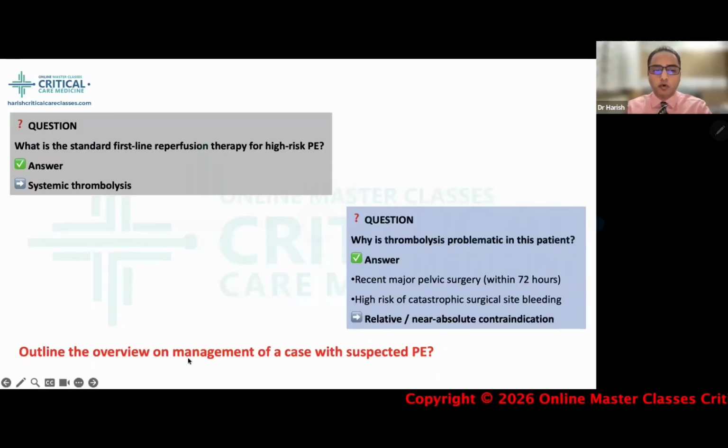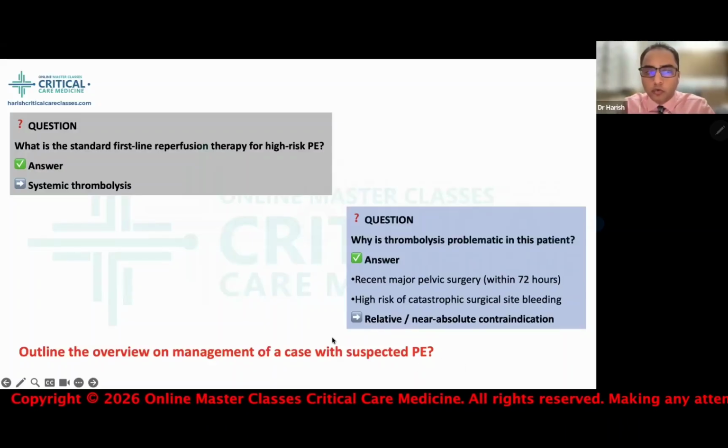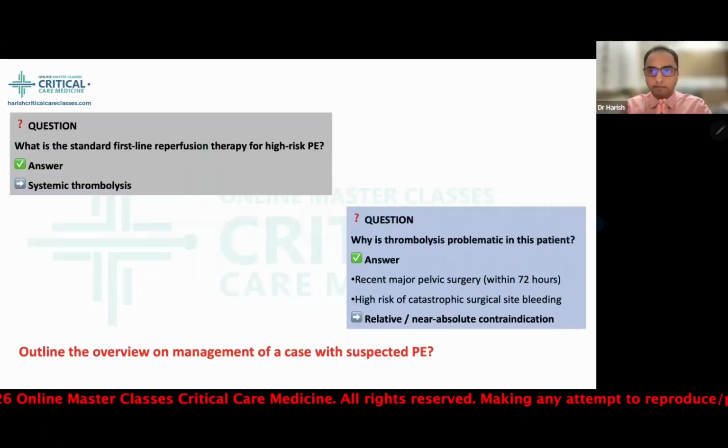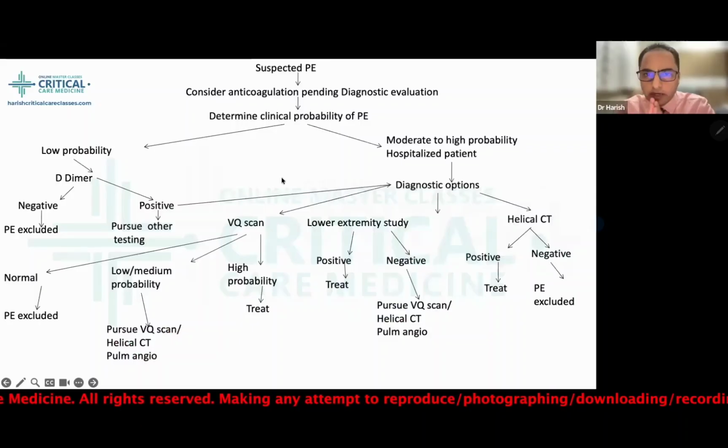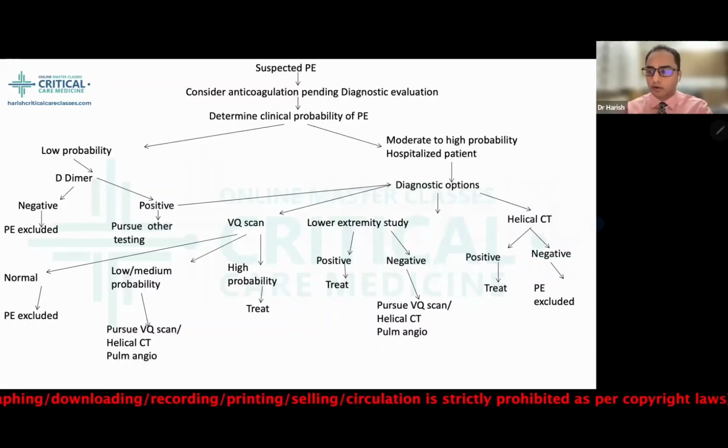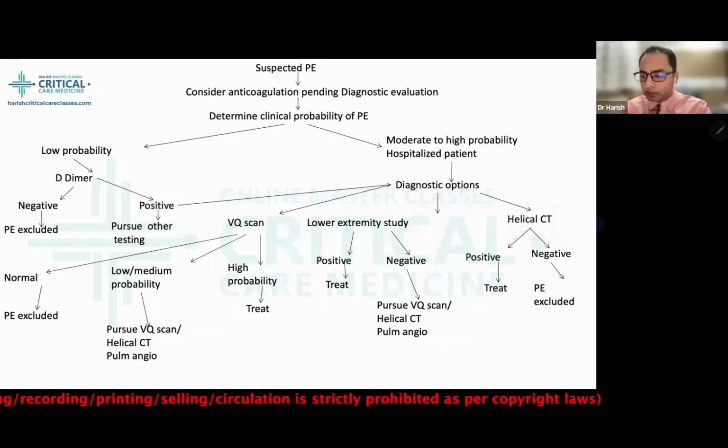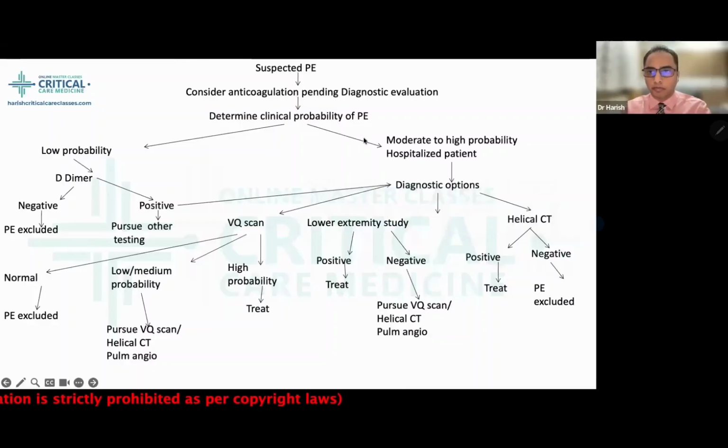So outline an overview on the management of a case with a suspected PE. Suppose you have a patient whom we are suspecting of pulmonary embolism. What is your approach? That is the examiner's next question. This is one of the fantastic flow charts. If you suspect a PE, consider anticoagulation pending diagnostic evaluation. Even though you are doing a diagnostic workup, don't wait, at least give one anticoagulation. Determine the clinical probability of PE, maybe Wells score, Geneva, whatever you use.